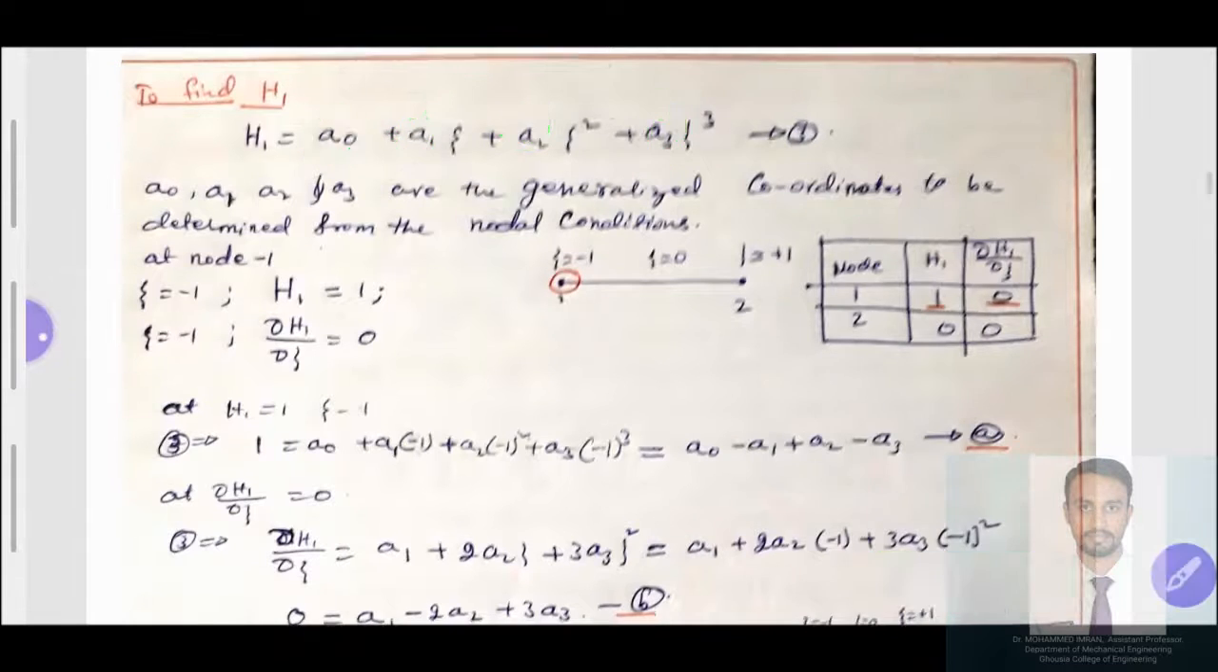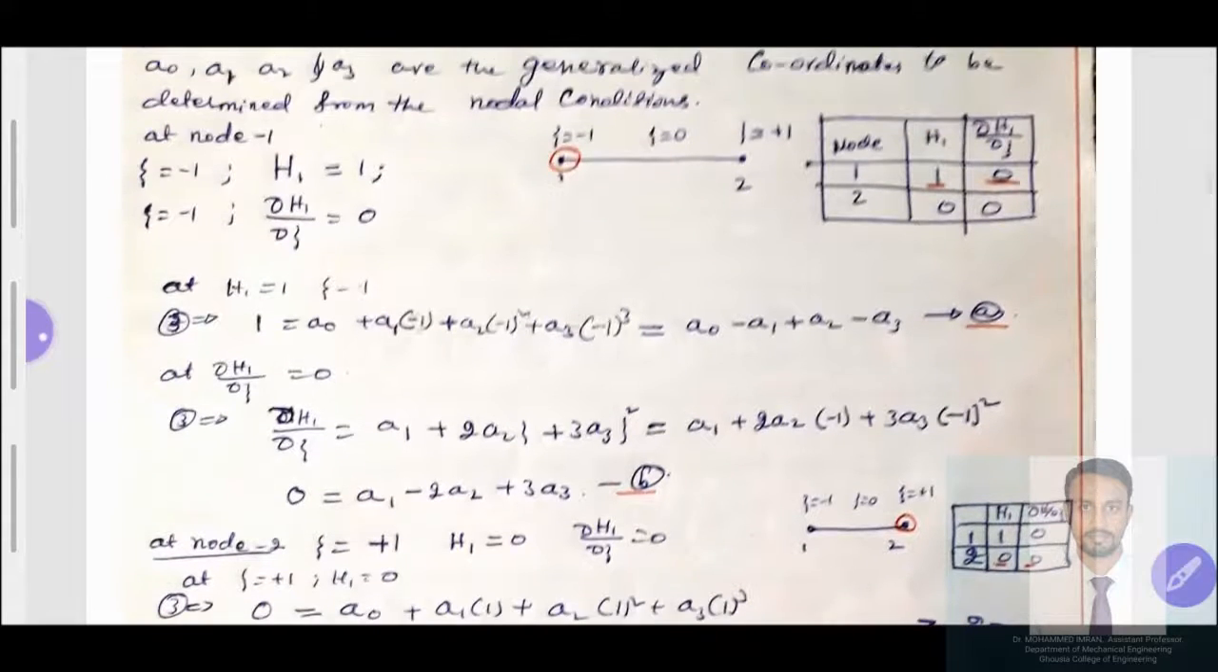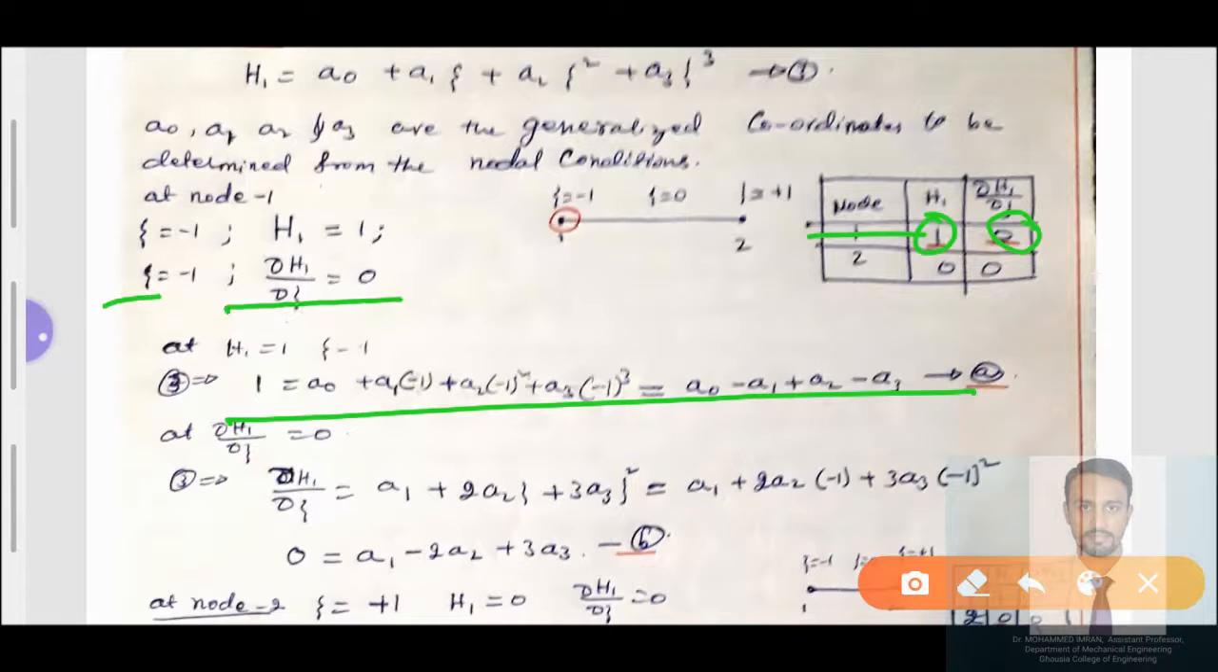Next boundary condition at node number 1: we have applied one boundary condition and got this equation. Again at node number 1 we have another boundary condition. What is that boundary condition? At node number 1, zeta is equal to -1, the slope ∂h1/∂zeta is equal to 0. Then equation number 3, differentiated with respect to zeta one time, yields ∂h1/∂zeta.